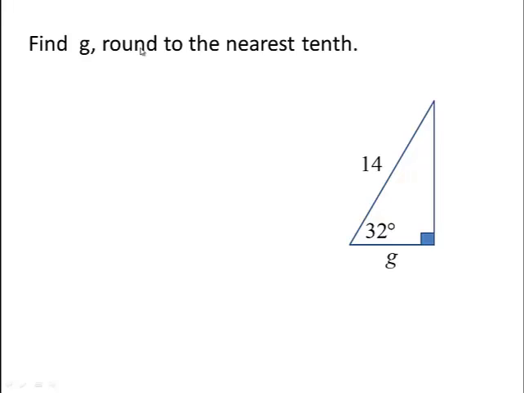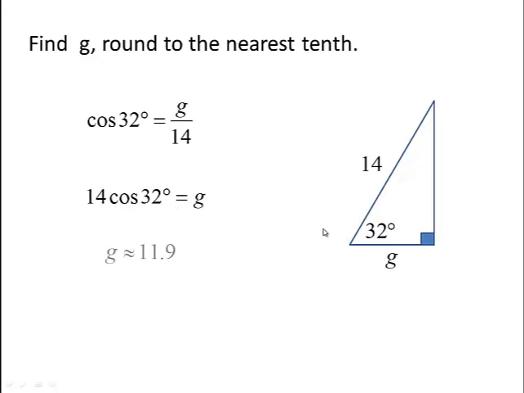Find side G, round to the nearest tenth. When this is round, you're going to be using your calculator. So we have adjacent and hypotenuse, that is cosine. So we take the cosine of 32 is equal to adjacent over hypotenuse. Multiplying both sides by 14, putting this in my calculator, I get 11.9, rounded to the tenths place, 1 decimal point.